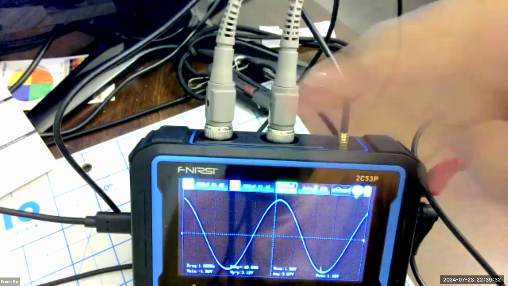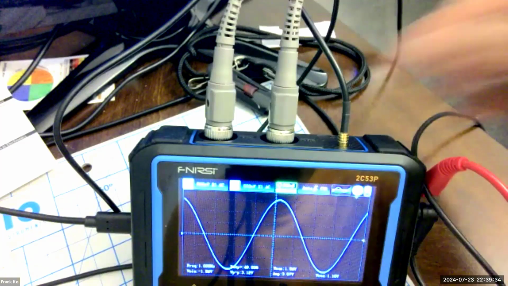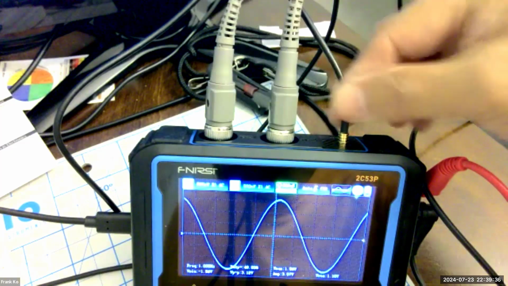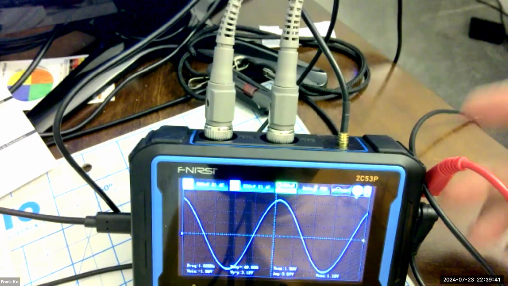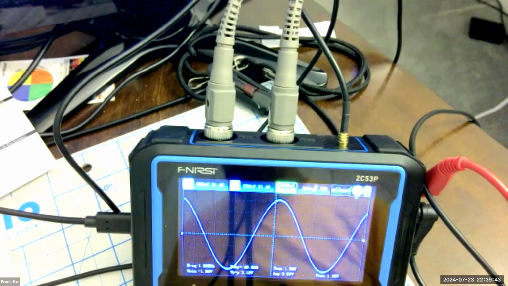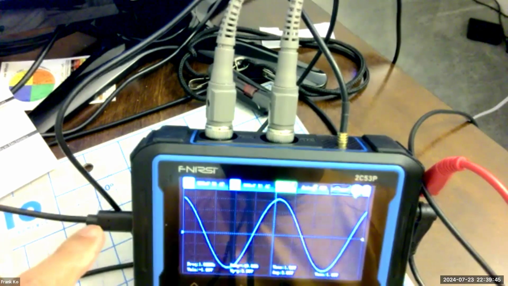These are the probes that are on the bench. I'll show you in a moment. We have our connection of the signal output. That's this connection here. We have our 2 banana jacks for the digital multimeter function over here. And this over here is your USB-C charging port.